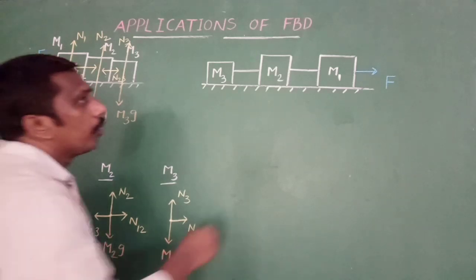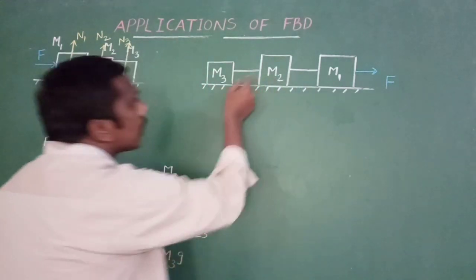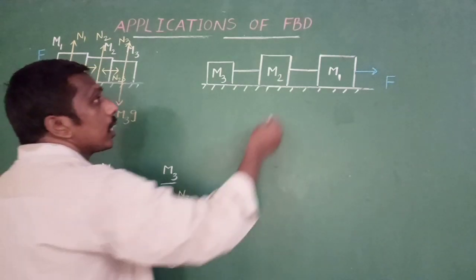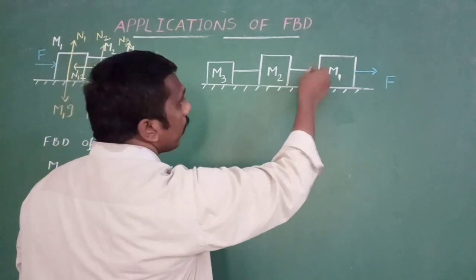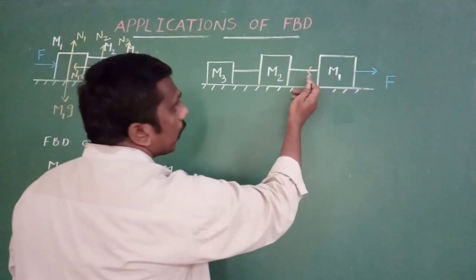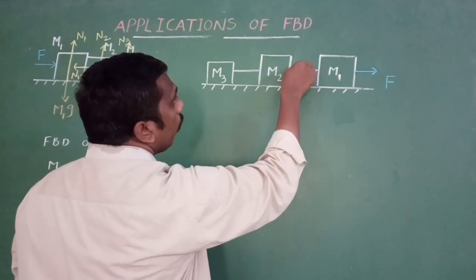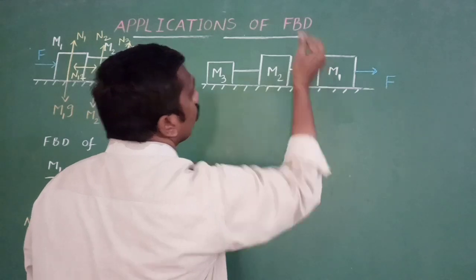Now in this case, a string is there. Whenever you pull, tightness is developed in the string; the tightness developed in the string is called tension. Tension is a pulling force, not a pushing force, meaning it acts away from the object. That's why some tension will develop in the string. This tension tries to pull M1 in this direction and tries to pull M2 in this direction. So this is the T1 tension direction.